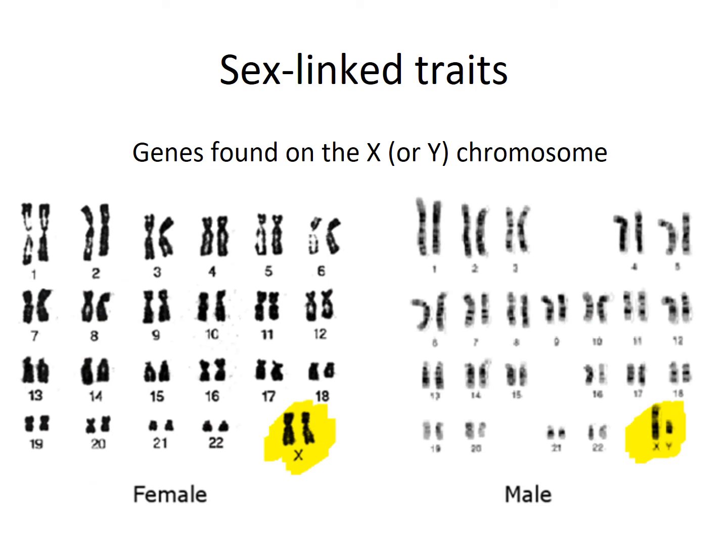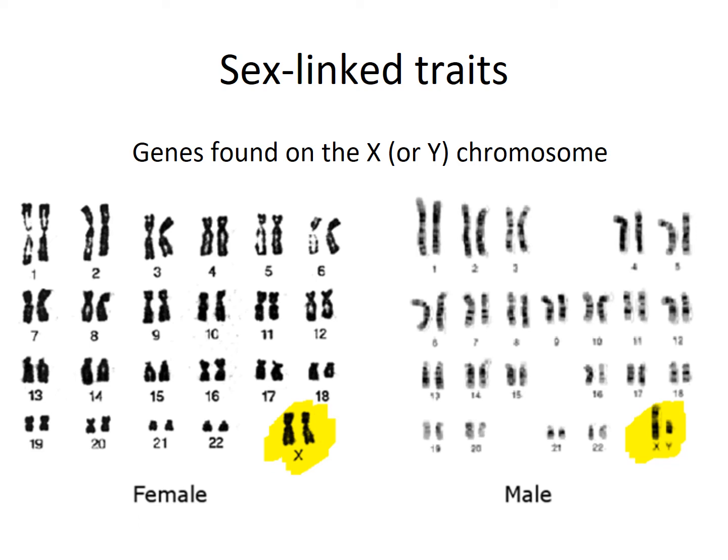These images are called karyotypes. We have a normal female karyotype on the left, and highlighted there you can see her 2 X's, and we have a normal male karyotype on the right. You can see he has an X and a Y. Genes that are found on the X chromosome or the Y chromosome are called sex-linked genes because they are linked to the sex of the individual.